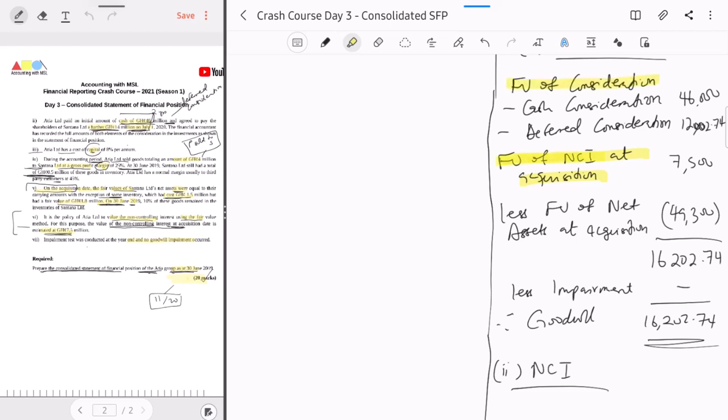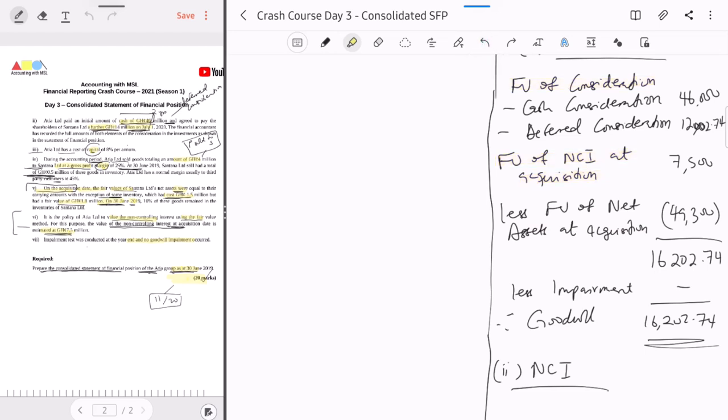Then you add fair value of NCI at acquisition. Then you less fair value of net assets at acquisition. So I'm saying the second line of goodwill, which is this one, fair value of NCI at acquisition, will always be the first line of your NCI computation, right?